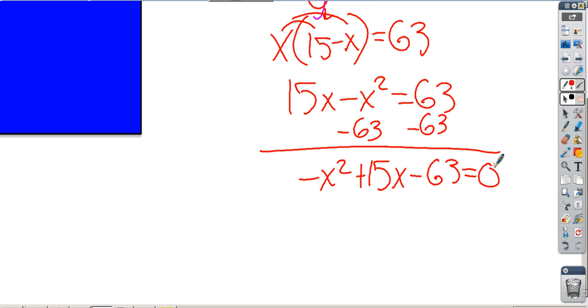So now how do we solve this? Well, it can be a little bit hard to graph it by hand, because 63 is a pretty big number. So let's just put this in the graphing calculator.